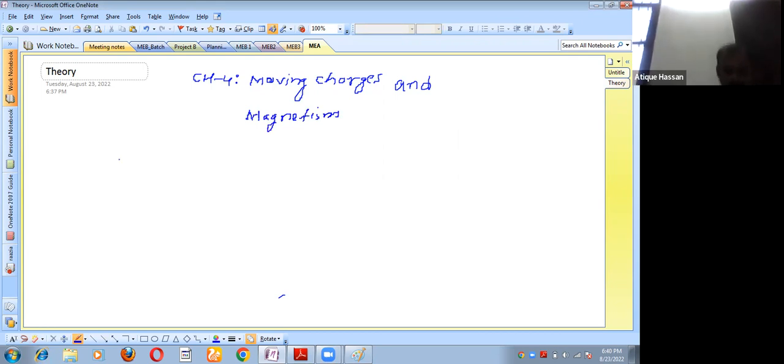So in this chapter, first we will discuss forces on a moving charge in a magnetic field. Suppose we have a charge Q moving with velocity V, and suppose there is a magnetic field along this direction, making an angle with the velocity. So the force on the charge, we all know, is F equals Q into V cross B.